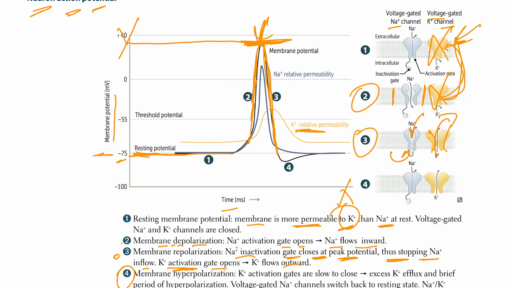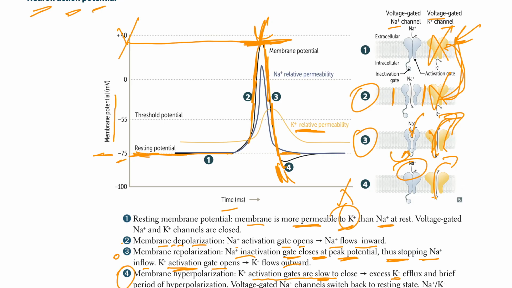Now look at the last one, because repolarization has already occurred. Now we are looking at the last portion, which is the membrane hyperpolarization. It goes a little lower than the actual resting membrane potential, so it's hyperpolarized. Why is that? Because potassium activation gates are slow to close. When they're slow to close, it causes excess potassium efflux. So more and more potassium is going out. That causes hyperpolarization.